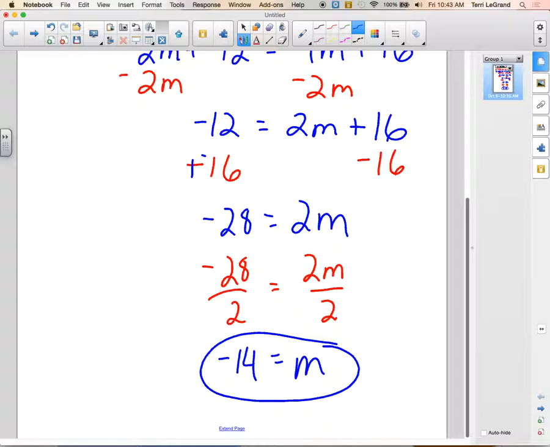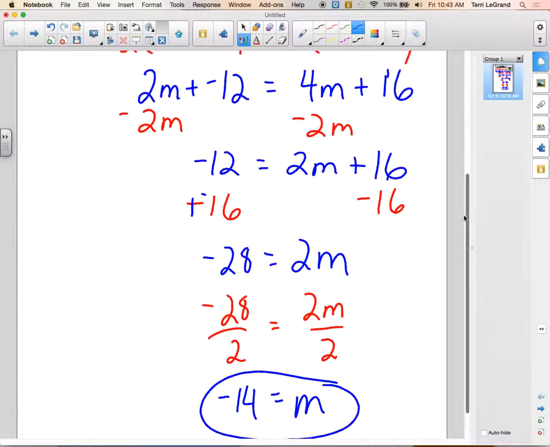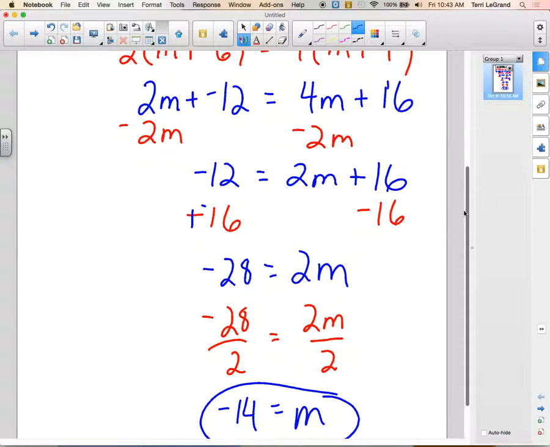So, how many of you solved it? Your first step was the same first step that I did. I subtracted 2m from both sides. How many of you solved it that same way? Okay. And you got negative 14 like I did? Yeah? Okay, how many of you said, what was your first step then instead? Those of you who did not do the same first step as those of us who raised their hand, what was your first step then?